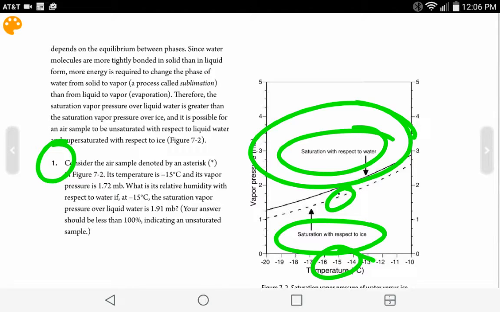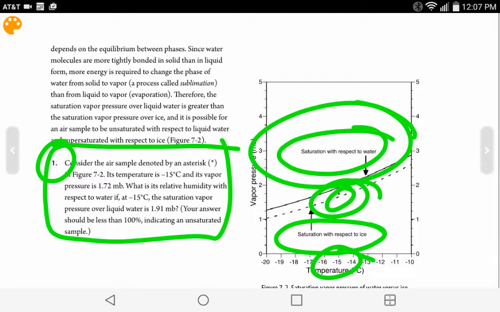On the other hand, if this little asterisk refers to an ice crystal under the same temperature and the same vapor pressure, it's slightly above the curve with respect to ice. When you compute the relative humidity of the air around the ice crystal, you'll find it's a little more than 100%, like 102% or something. It's not all that supersaturated, but it's a little supersaturated. So that ice crystal will grow as more water vapor deposits onto it. That's what they're going for here in problem 1.